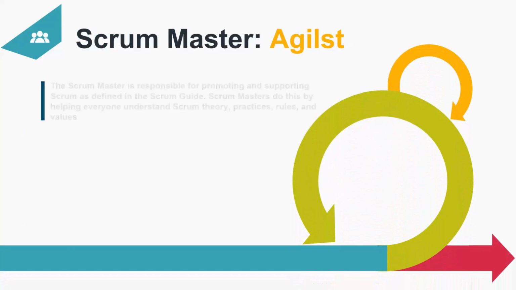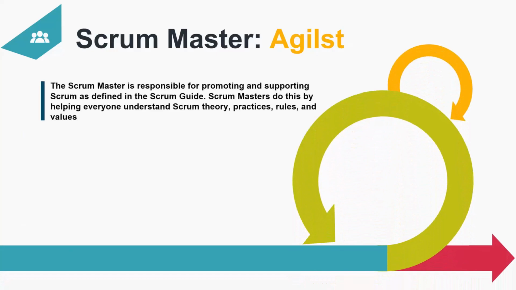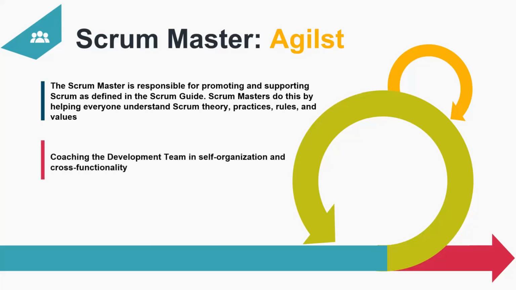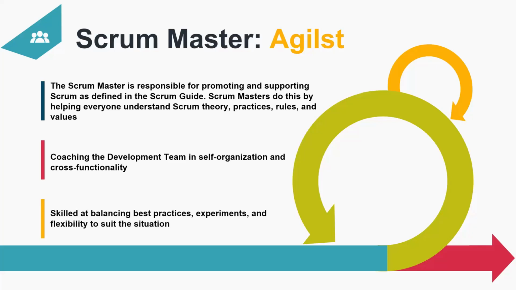Scrum Master is an agilist. Scrum Master is responsible for promoting and supporting Scrum as defined in the Scrum Guide. Scrum Masters do this by helping everyone understand Scrum theory, practices, rules, and values. They coach the development team in self-organization and cross-functionality. They are skilled at balancing best practices, experiments, and flexibility to suit the situation.